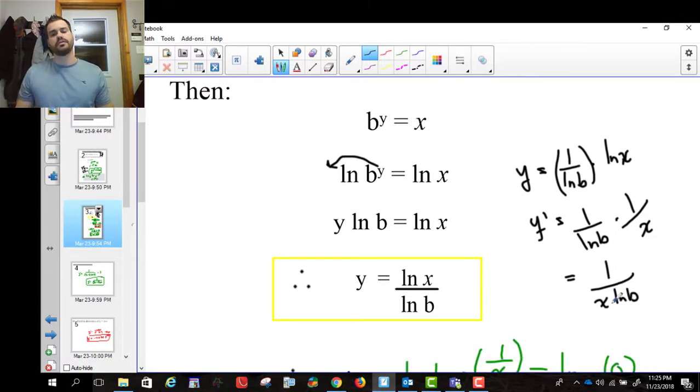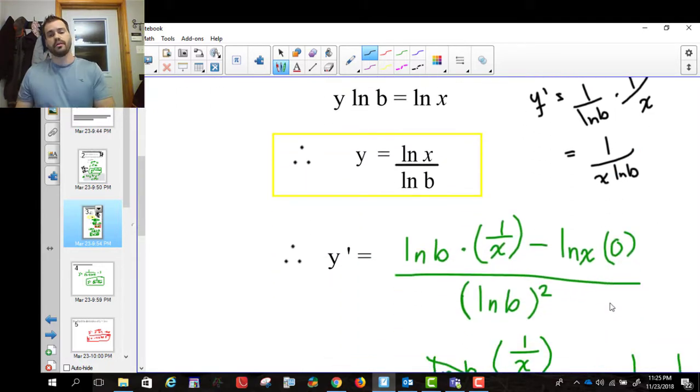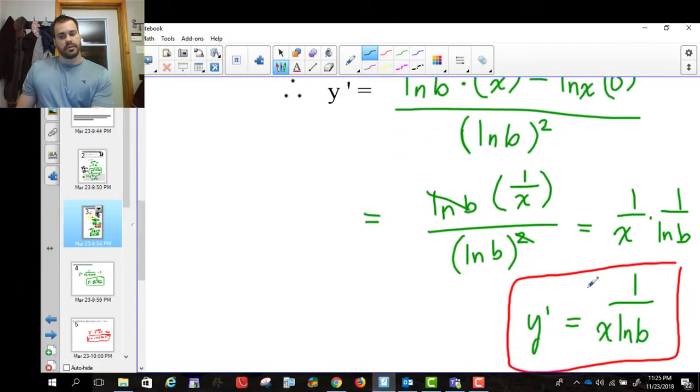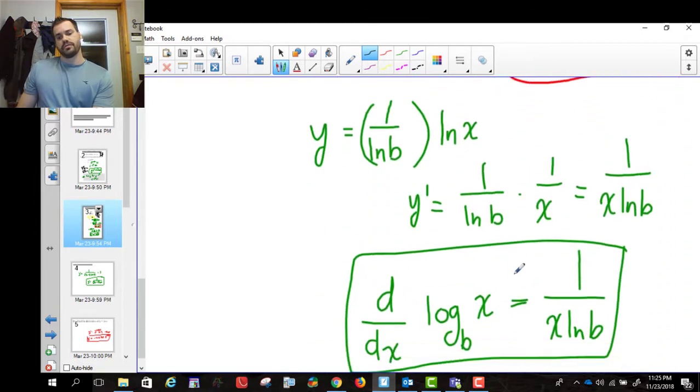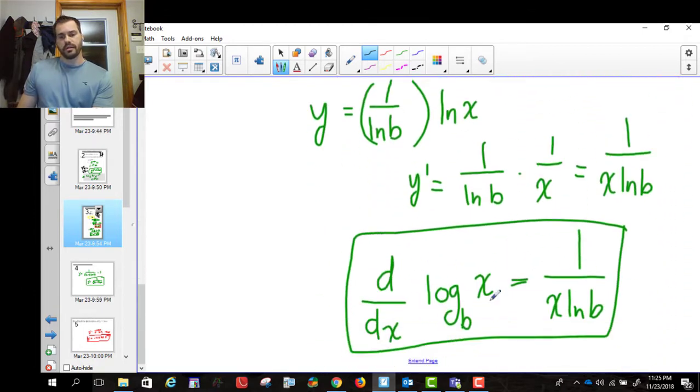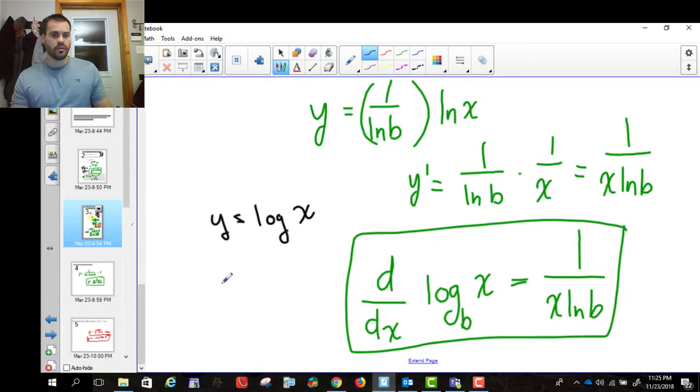Okay, and there's a couple different ways to do that. There's the quotient rule, which is right here. If you want to do it with the quotient rule, it's the bottom times the derivative of the top minus the top times the derivative of the bottom over the bottom squared. And it reduces down to that. Or there's the way I just showed you. But either way, we end up with this statement, that the derivative of log base b of x is 1 over x ln b. So again, just as an example, if we do a simple example of y equals log x, then y prime is 1 over x ln 10. Okay, so you just add a ln of the base.